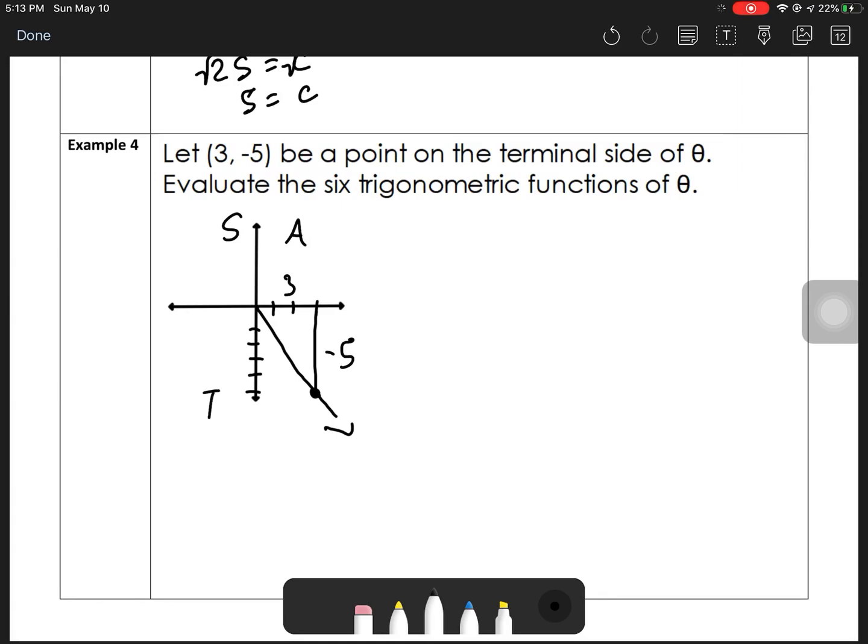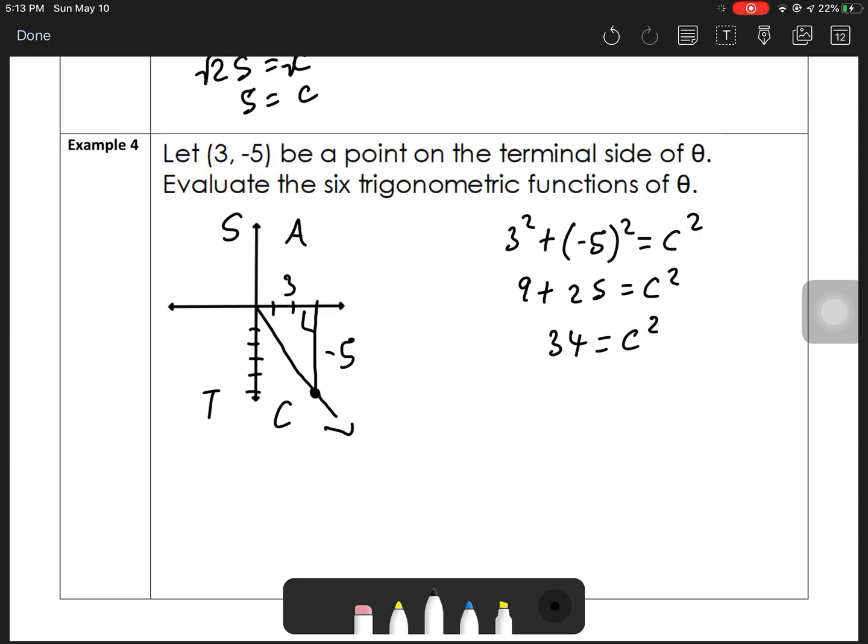We are, ASTC, in the C quadrant, which means cosine and its reciprocal secant are going to be the positive values. But we still need to find that missing hypotenuse. So to find the hypotenuse, we got to use a squared plus b squared. So 3 squared plus, technically it's negative 5 squared equals c squared, but still going to be positive. 9 plus 25 equals c squared. 9 plus 25 is 34.